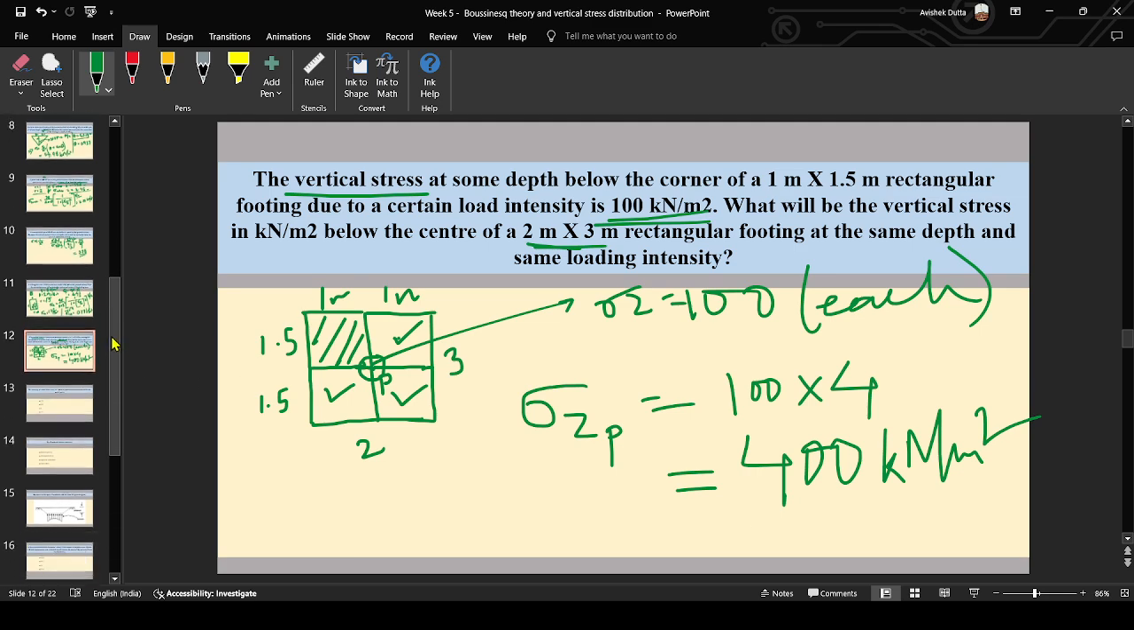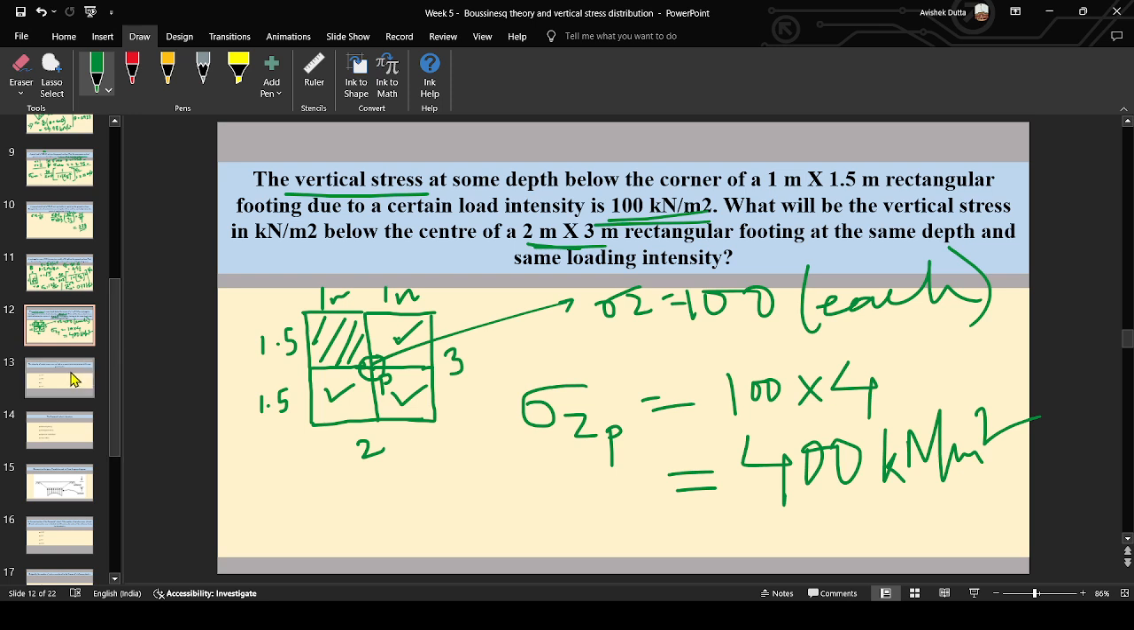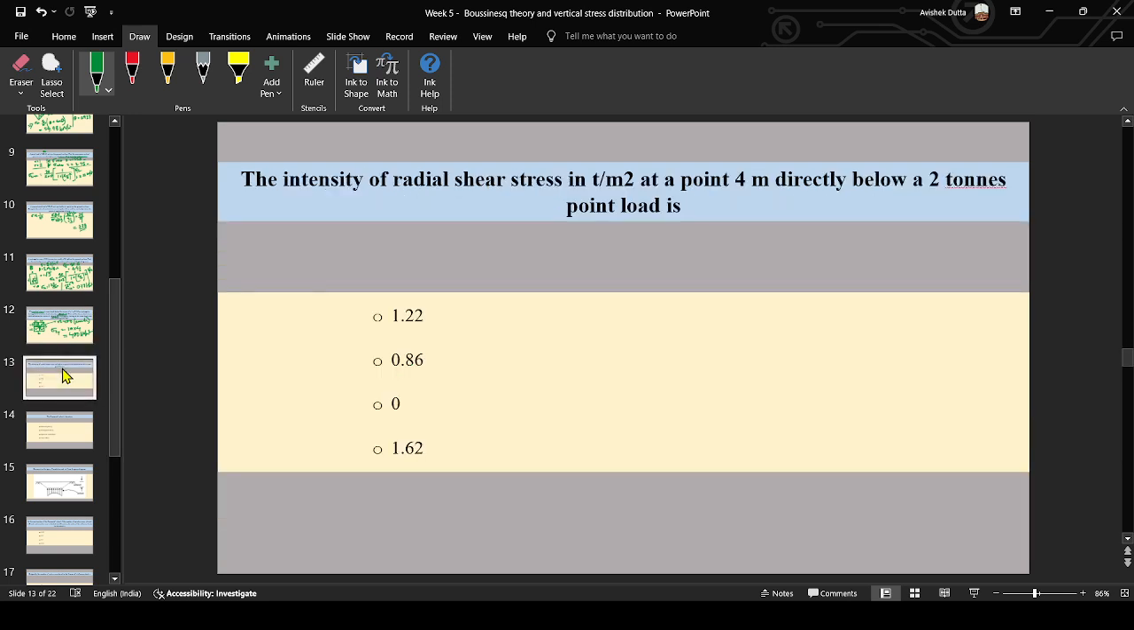I'll go to the next question. Yes, the next question is the intensity of radial shear stress in ton per meter square at a point 4 meter directly below a 2 tons point load. So this is a tricky question actually. If this is the load, for Z is 4 meter at a point 4 meter directly below, this is the point P. Okay, then the value of R is equal to 0.